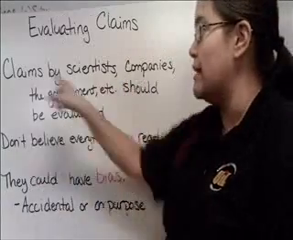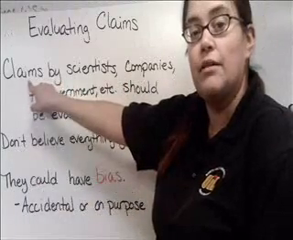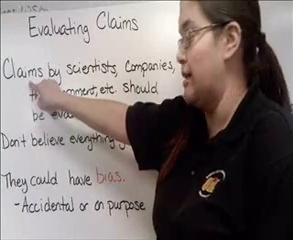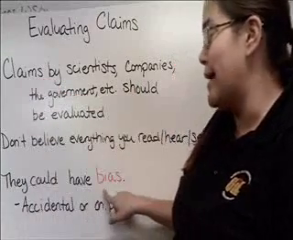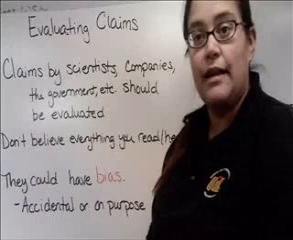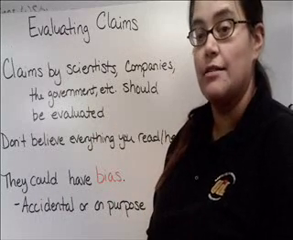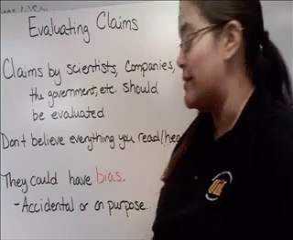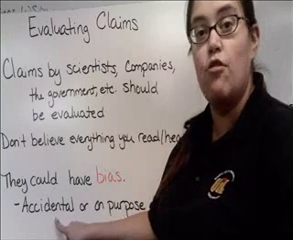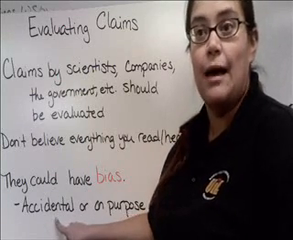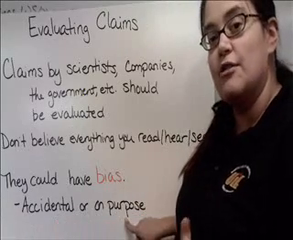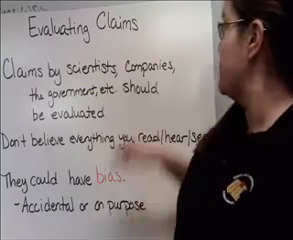When someone is making a claim, remember claims from claim evidence reasoning, a claim is someone's answer or something they're telling you. They could have bias. And bias is basically where they're only telling their side of the story. They're not giving you complete information. And this could be on accident. Sometimes you don't mean to. You're just biased for various reasons on accident. Or it could be on purpose because they're trying to gain something from you.